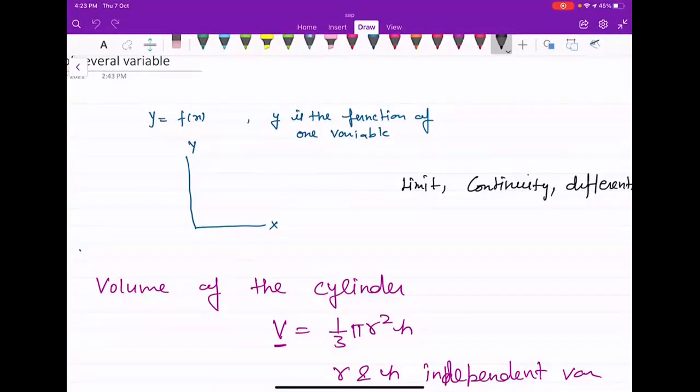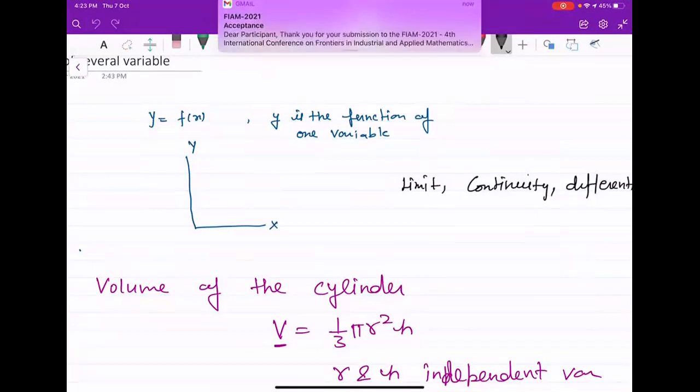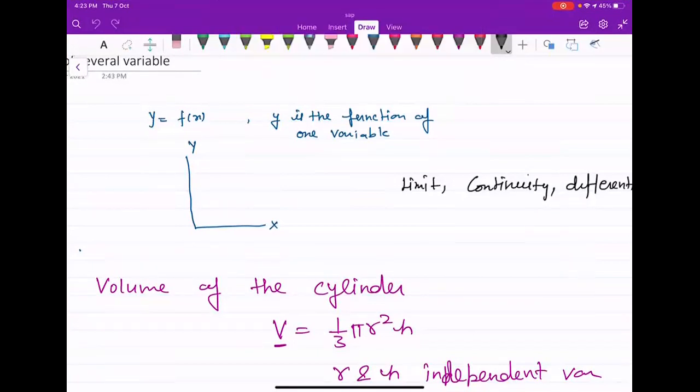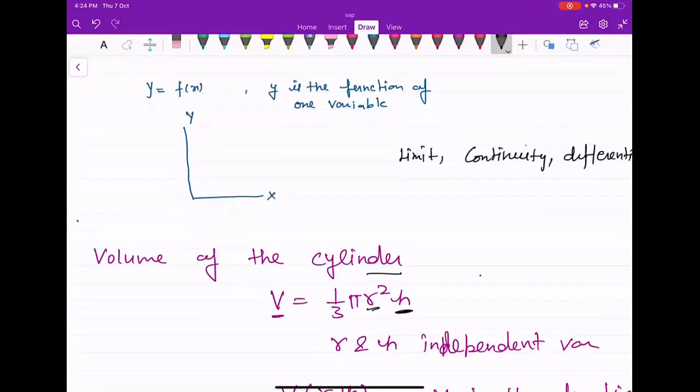I told in the previous class how a function can depend on more than one variable. We took one example, the volume of the cylinder, which can be written as one third pi r square h. Here r and h are the radius and height of the cylinder, and the volume depends on these two parameters. So we can say the volume is a function of two variables, r and h.